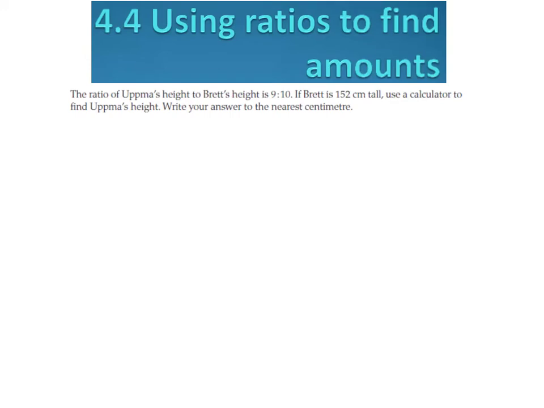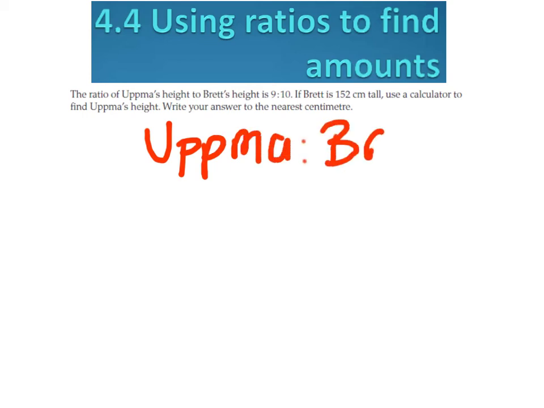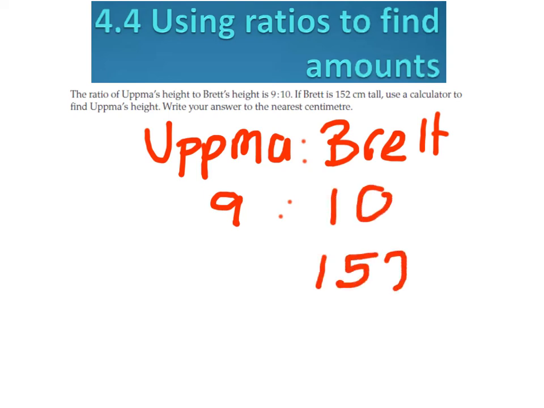Okay, so this last question here is comparing height of 2 people. So the ratio of Upmar's height to Brett's height is 9 to 10. If Brett is 152 centimetres tall, use a calculator to find Upmar's height. Write the answer to the nearest centimetre. So again, we'll quickly write it out, just to make it a bit easier for us. So I've got Upmar and Brett, and it tells me Upmar's height comparison is 9 to Brett's 10. If Brett's 152 tall, how do I get there?